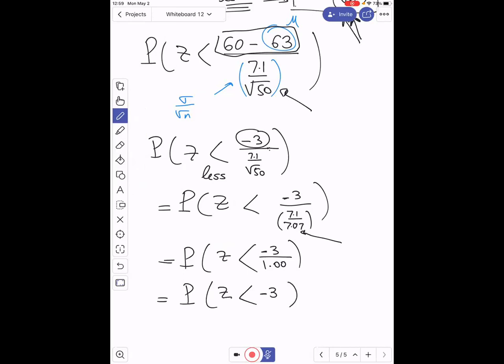And as I said, this is less than, so we can use our chart, table 3. And of course here, just be careful, -3 is the same thing as -3.00. So nearest tenth would be -3.0, and nearest hundredth would be 0.